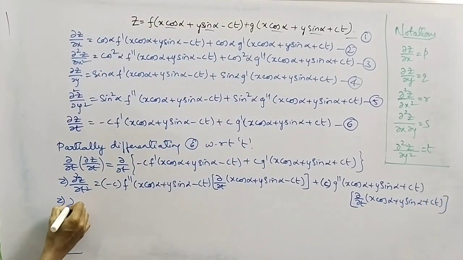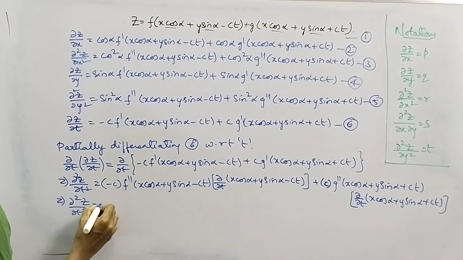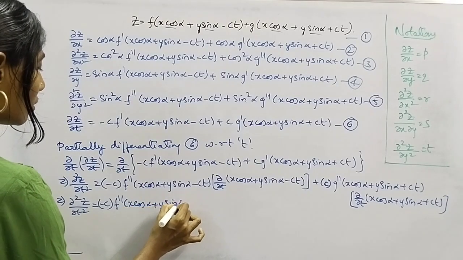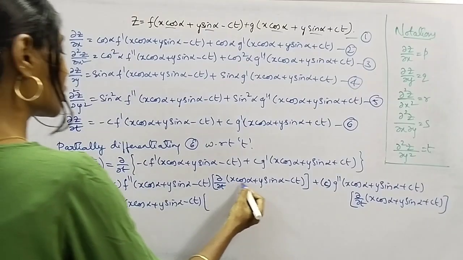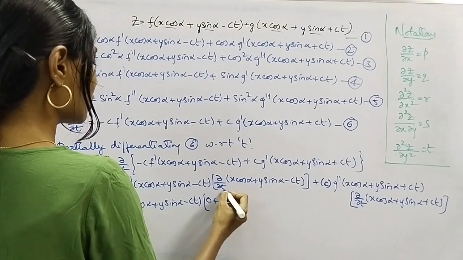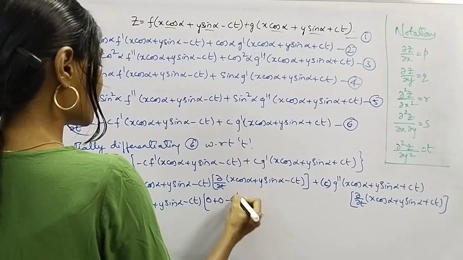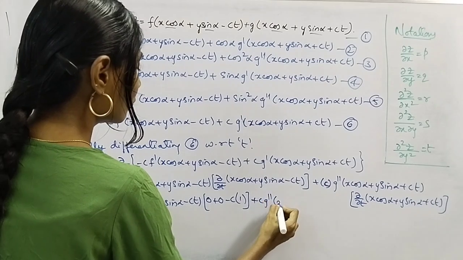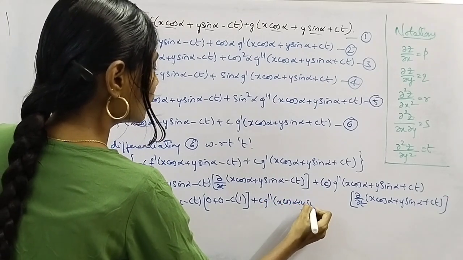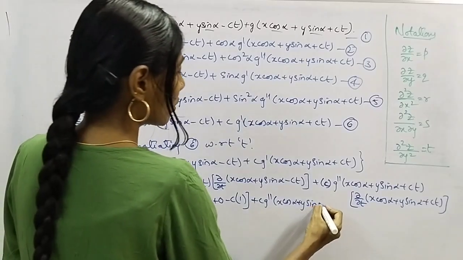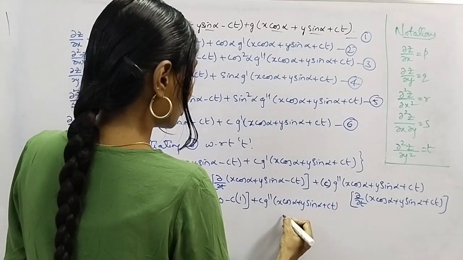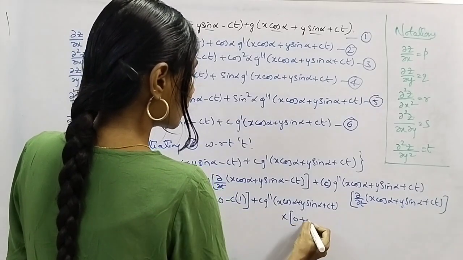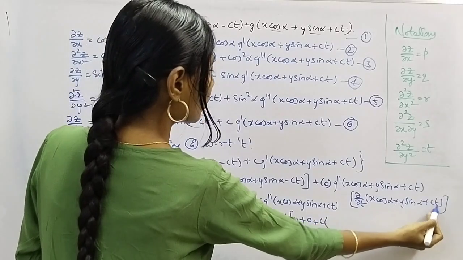This gives us ∂²z/∂t² equal to minus c into f double dash of (x cos alpha plus y sin alpha minus ct) into the partial derivative of x cos alpha with respect to t is 0, plus the partial derivative of y sin alpha with respect to t is 0, minus c into the partial derivative of t with respect to t is 1, plus c into g double dash, which is nothing but g double dash of (x cos alpha plus y sin alpha plus ct), into the inner derivative: the partial derivative of x cos alpha with respect to t is 0, plus the partial derivative of y sin alpha with respect to t is 0, plus c into the partial derivative of t with respect to t is 1.